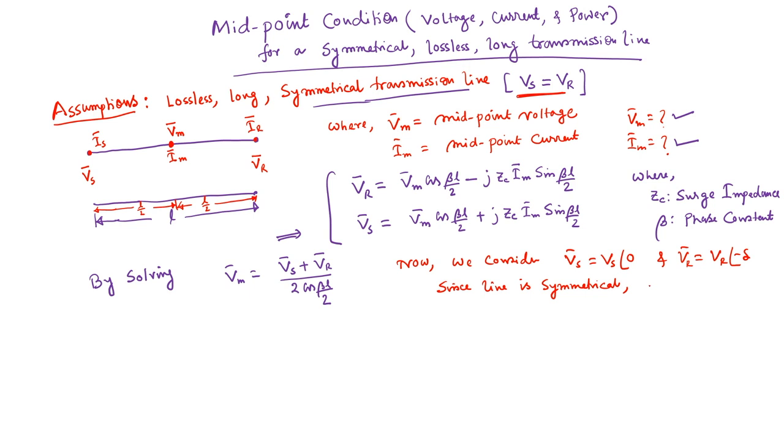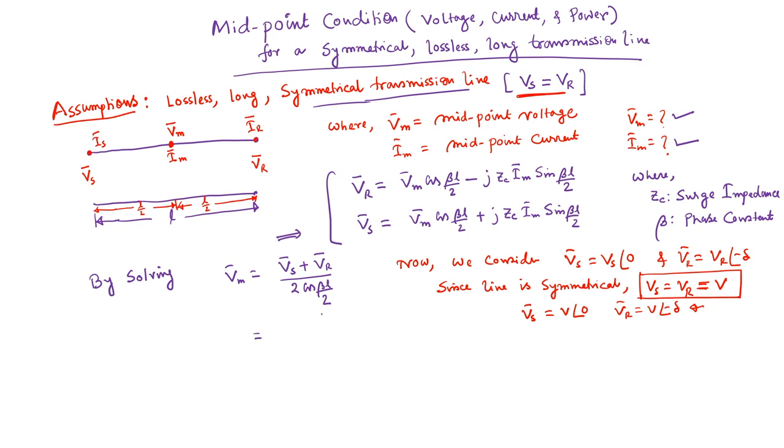what we can write is Vs is equal to Vr, the magnitude of the sending end side voltage is equal to the receiving end side voltage, equal to, let us say, V. Now, we can rewrite this: Vs is equal to V at an angle 0 and Vr is equal to V at an angle minus delta. So, we consider that the sending end side voltage and receiving end side voltage are equal, and they are equal to this V, and accordingly we can write this.